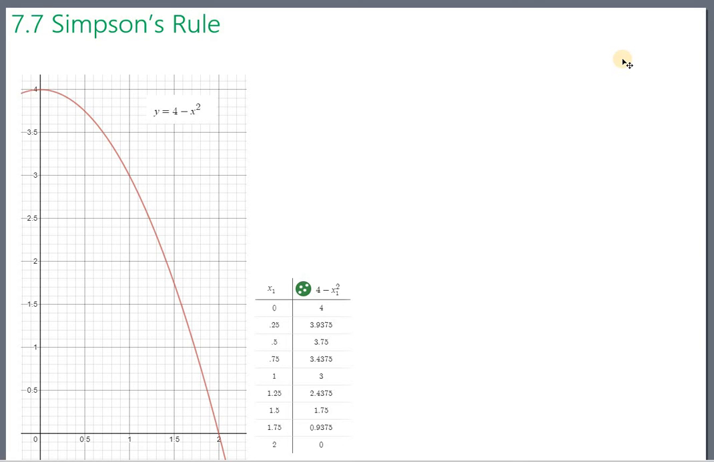All right, let's take a look at using these three rules. I'm just going to stick with our 4 minus x squared and say that we're just going to try to integrate it from 0 to 2 with 4 divisions. So same as before, but we'll actually work it out.